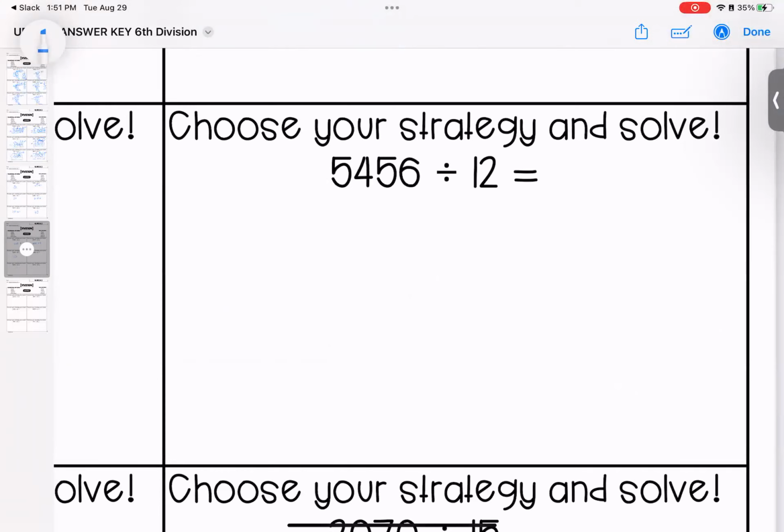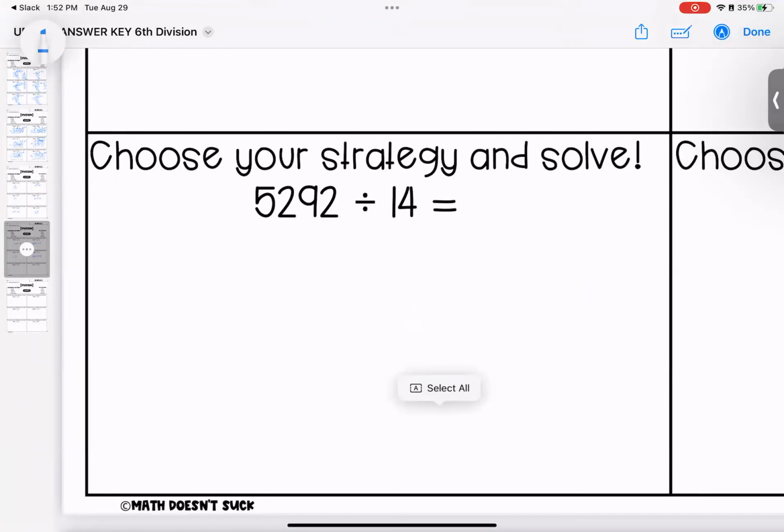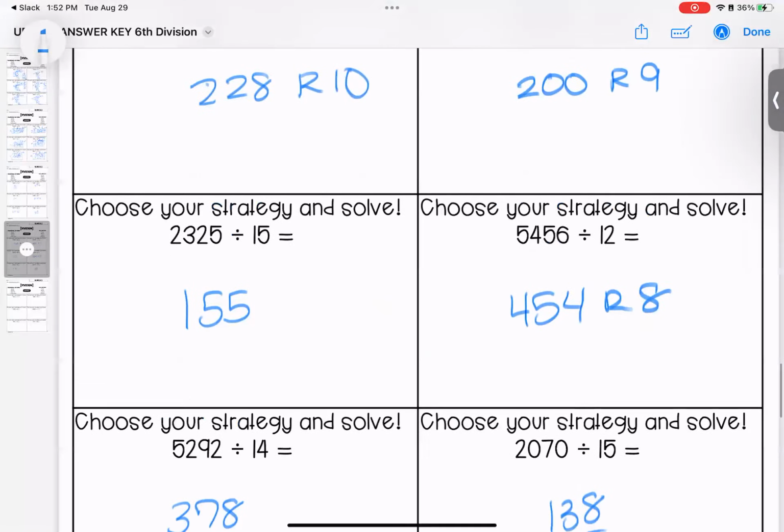Over here, 5,456 divided by 12, it's going to go in 454 times. It is going to have a remainder of 8. Over here, 5,292 divided by 14, no remainder on this one, goes in evenly 378 times. And then the last one for this page, one page remaining, it's going to divide in evenly, no remainder, 138 times. If you have questions on this page, go ahead and bring them with you to class.